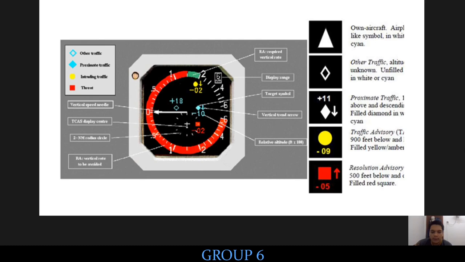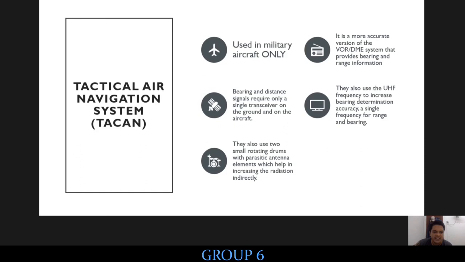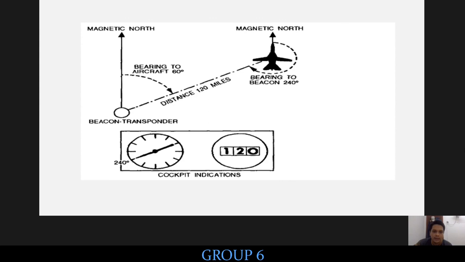Next is the tactical air navigation system, TACAN, used in military aircraft only. Bearing and distance signals require only a signal transceiver on the ground and on the aircraft. They also use two small rotating drums with parasitic antenna elements, which help in increasing the radiation indirectly. It is a more accurate version of the VOR DME system that provides bearing and range information. They also use UHF frequency to increase bearing determination accuracy, with a single frequency for range and bearing. This is an example of TACAN.